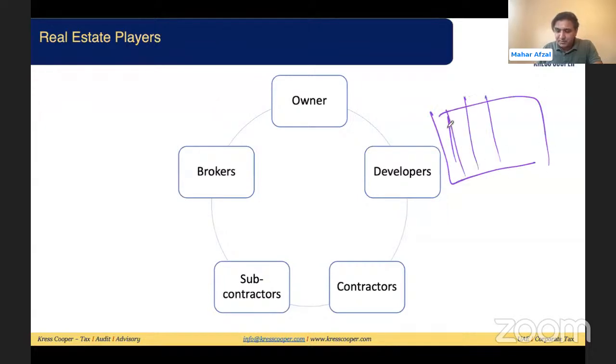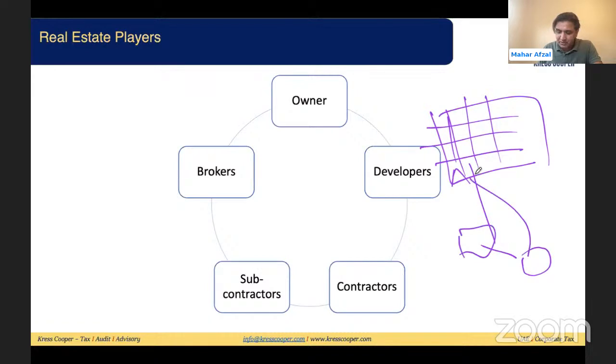This plot of land is being developed by the developer. The developer hires a contractor, who hires a subcontractor, and all are working for the development. Once these are developed, they are sold. The broker will get involved and help to sell into the market. So what will be the taxability? This is the important thing. What will be the implications of corporate tax on the owner, the developers, contractors, subcontractors, and brokers? What will be the impact of corporate tax?